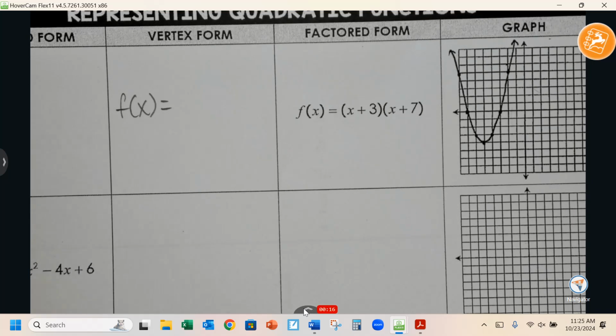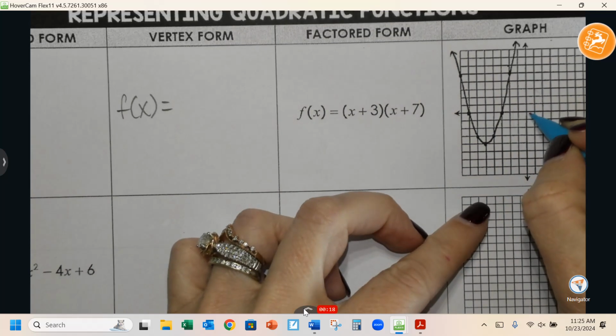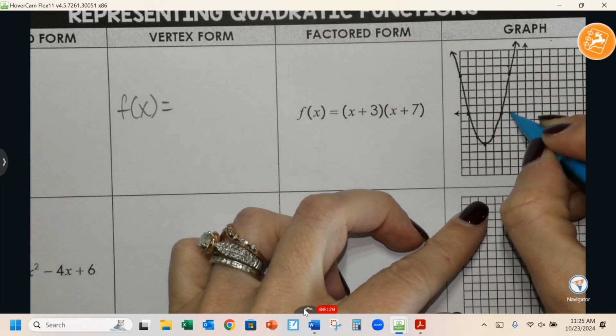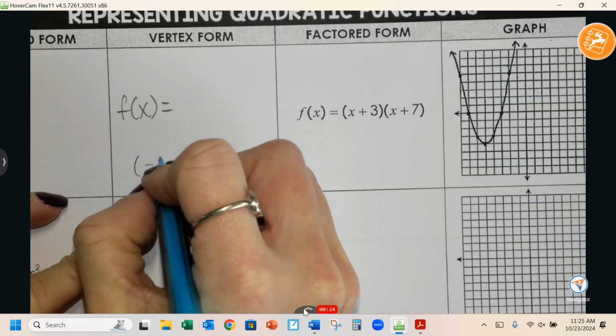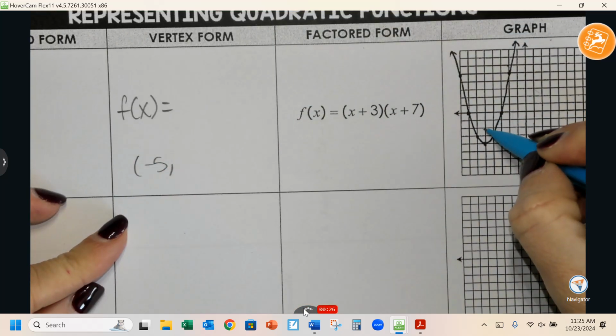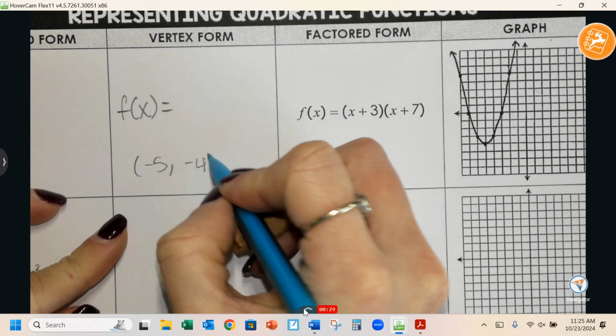I'm going to look at my graph and find the vertex. So my vertex here is at -1, 2, 3, 4, 5. So at -5, -4.